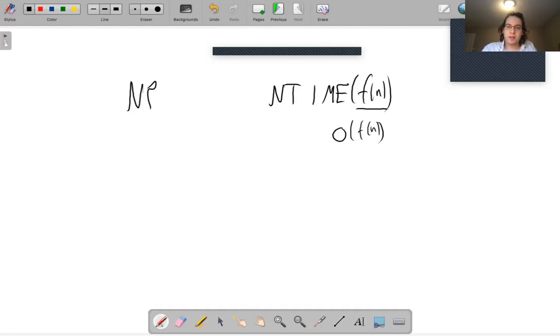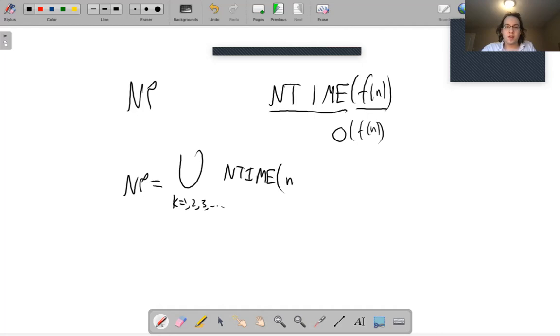So that is the class NTIME, and then NP is going to be this union of NTIME(n^k). So it's like NTIME(n) union NTIME(n squared) union NTIME(n cubed). And remember, these are subsets of each other. We're taking a union to say that NP contains any non-deterministic polynomial time computation for any choice of polynomial that you want, no matter how big. No matter how big k gets, NP will contain NTIME(n^k), so long as k does not depend on n. So this is the class NP.